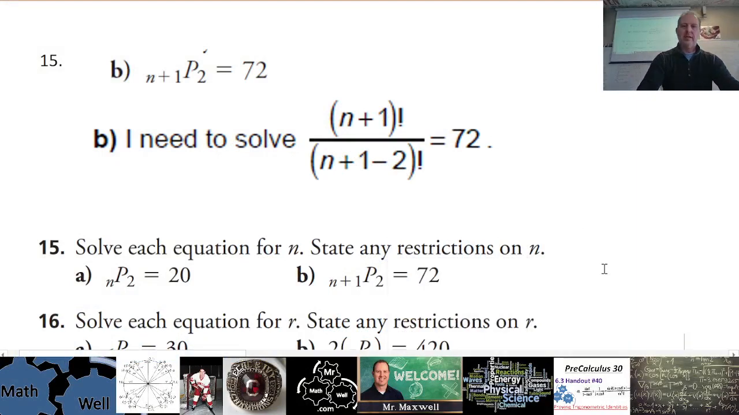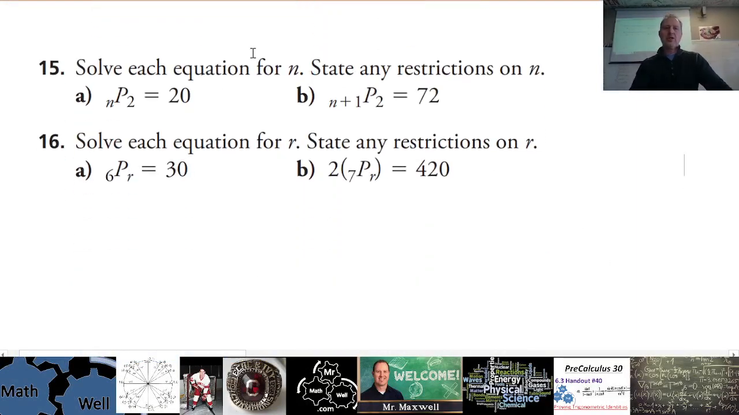Okay, 15 and 16, guys. Solve each equation for n. State any restrictions on n. So what we need to refer back to is our permutation formula.